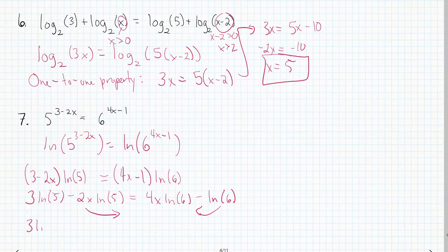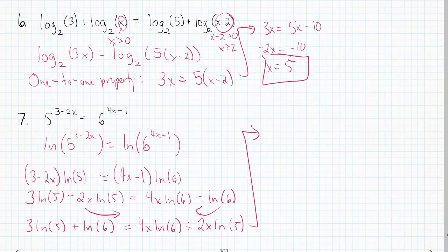So you get 3 natural log of 5, and then remember we're moving the natural log of 6 over to the other side, so we got to add that. So plus natural log of 6 equals 4x natural log of 6, and now we move that 2x natural log of 5 over to the other side by adding it. So plus 2x natural log of 5. Now we still have that 3 natural log of 5 plus our natural log of 6.